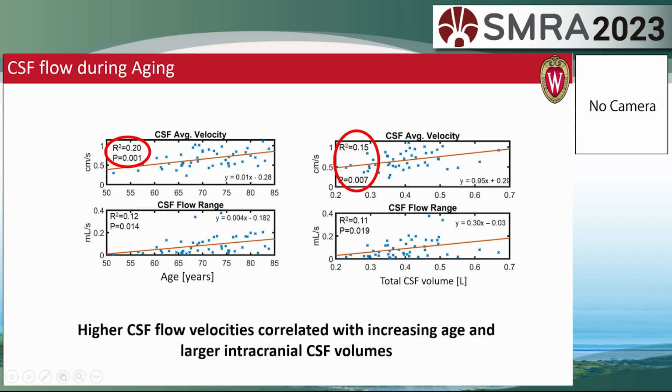In these other data, I'm showing you some correlation analysis of CSF flow dynamics as a function of aging in the plots to the left. This is CSF velocities, also in the cerebral aqueduct, as a function of age. And on the right plots, I'm showing you CSF flow dynamics as a function of the total CSF volume segmented from the structural T1 images. What we observed was that higher CSF flow velocities were correlated with increasing age and larger intracranial CSF volumes.